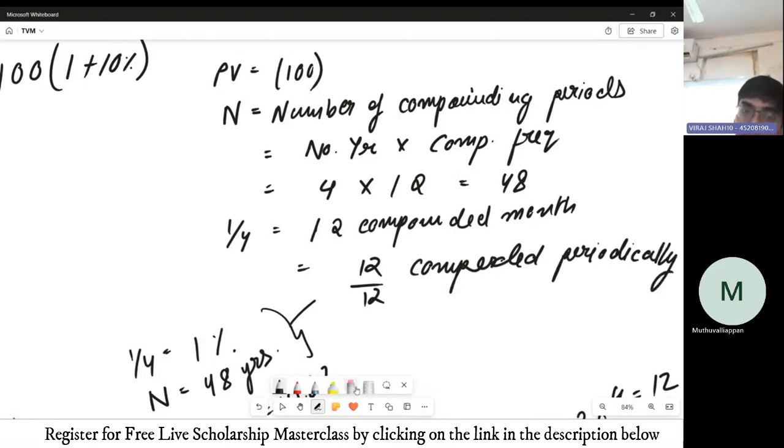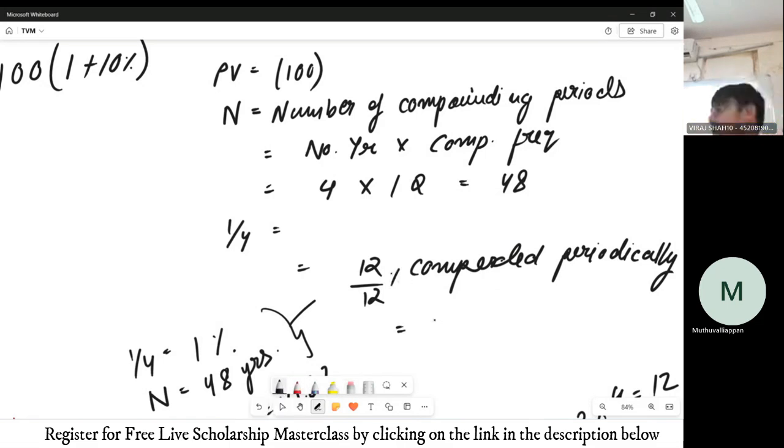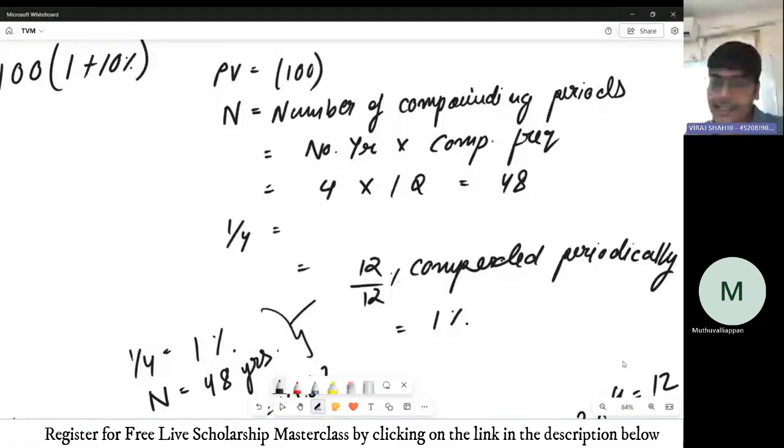तो आप ये मत लिखना ऊपर, ये 12 मत लिखना, बाद में कंफ्यूज हो गया. Just write 12 by 12 compounded periodically, which is equal to 1%. Okay, yeah. So ये 1% कैसा है? You understood this 1%, the logic of 1%? Yeah. Okay.